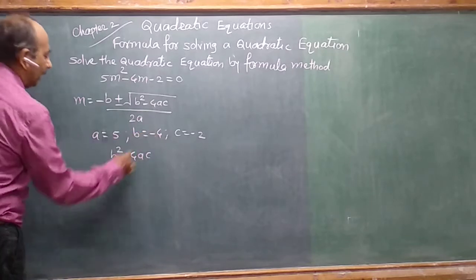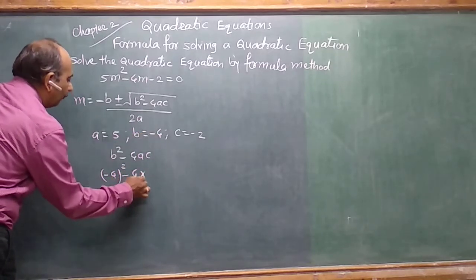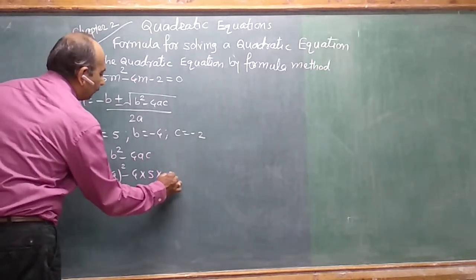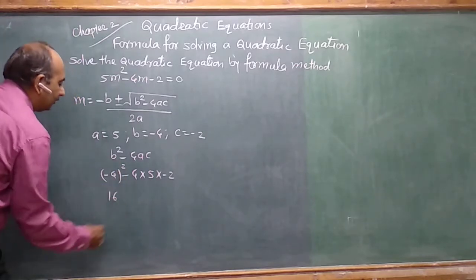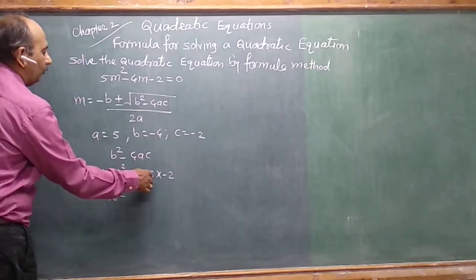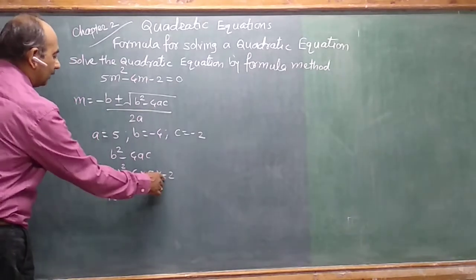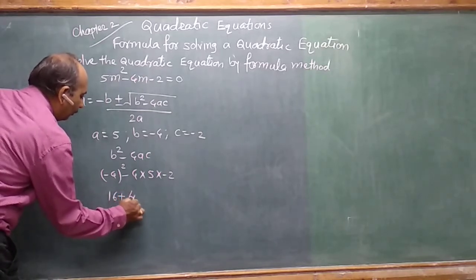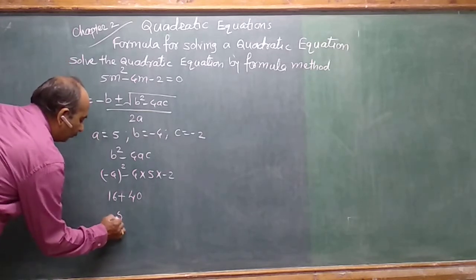The value of b is minus 4, so minus 4 bracket square, minus 4 into a, which is 5, into c, which is minus 2. So minus 4 bracket square is equal to 16, minus 5 into 2 is 10, 10 into 4 is 40... but minus minus will become plus. So this is equal to 40. The addition of these two comes to 56.